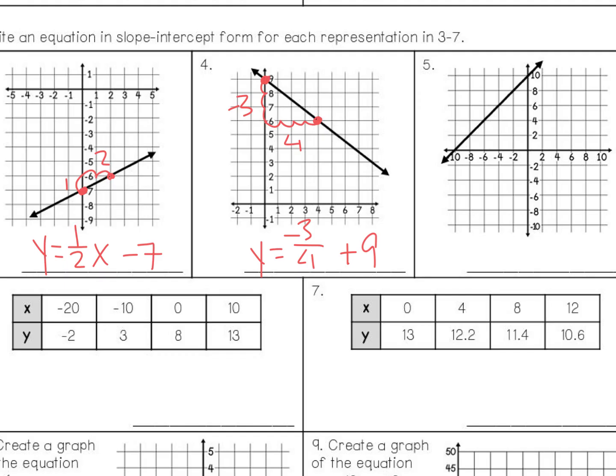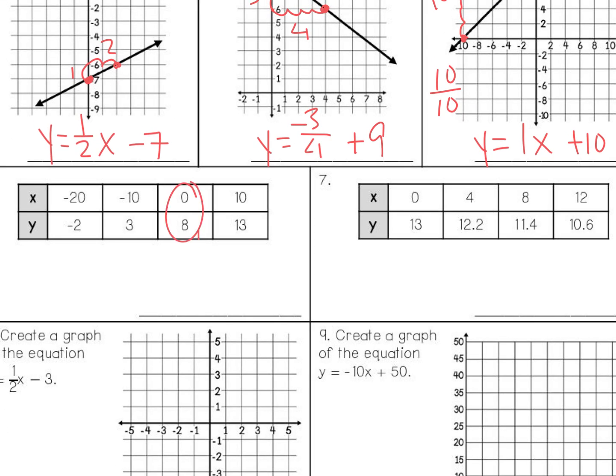Number 5, be careful because the scale is by twos. I can see my b is positive 10. So I can count 2, 4, 6, 8, 10. Up is a positive 2, 4, 6, 8, 10 to the right. So 10 over 10 is just 1. You can write y equals 1x plus 10, or you can just say x plus 10.